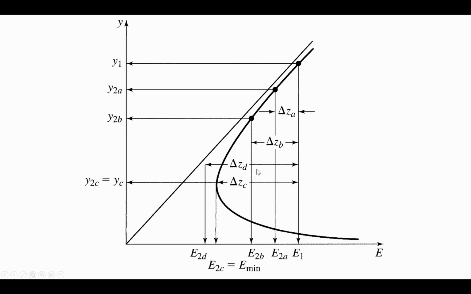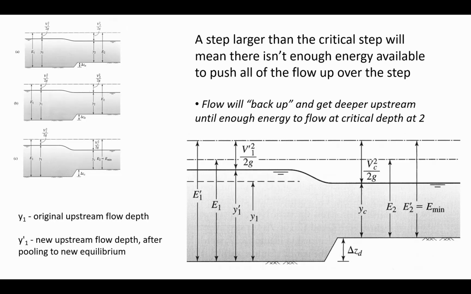And if we go even beyond that, then we're no longer on the specific energy diagram. So if you have the delta ZD, the step is so large that there is no depth that is associated with that. We're not on the curve anymore. So what would happen is that the water has to continue pooling upstream. So the conclusion is that a step larger than the critical step will mean that there isn't enough specific energy, and so the flow has to back up. And there's an accumulation of energy.